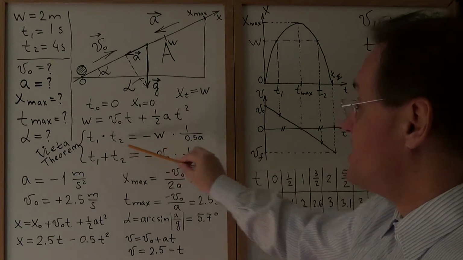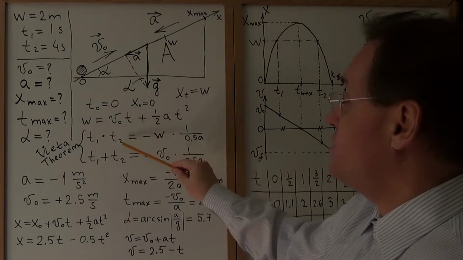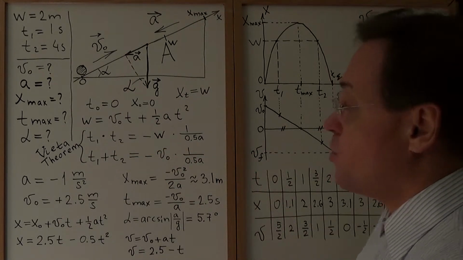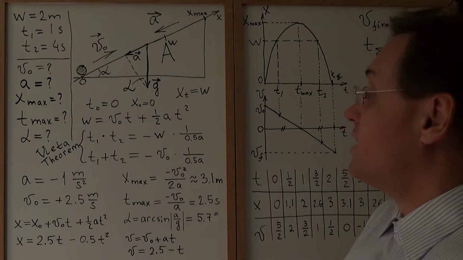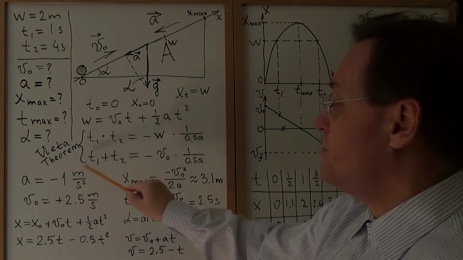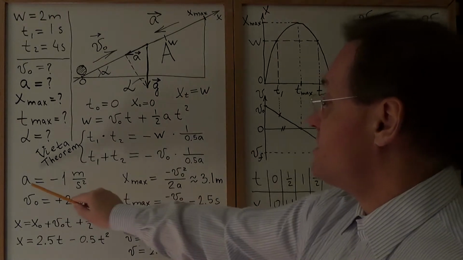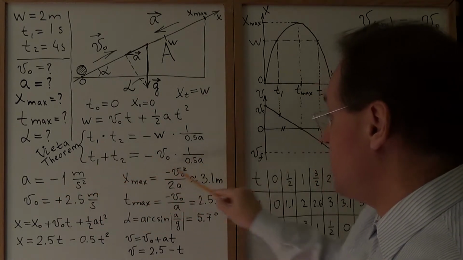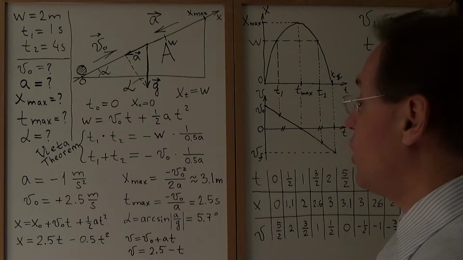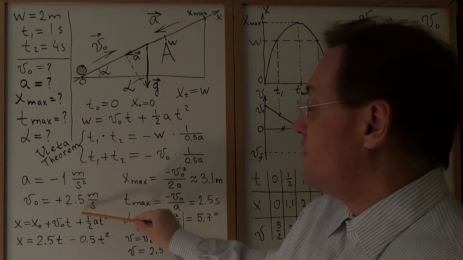Now we can see that in this equation we know everything. We know T1, we know T2, we know W, we don't know A. So this becomes an equation with just one unknown. Solve, and we get that acceleration equals -1 meters per second squared. Now let's plug this -1 into the second equation. Now this becomes an equation with just one unknown, which is V0. Solve, and we get V0 equals 2.5 meters per second.